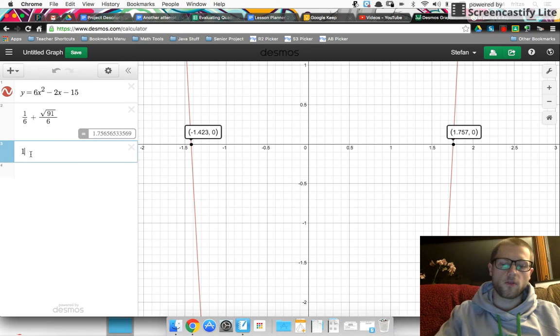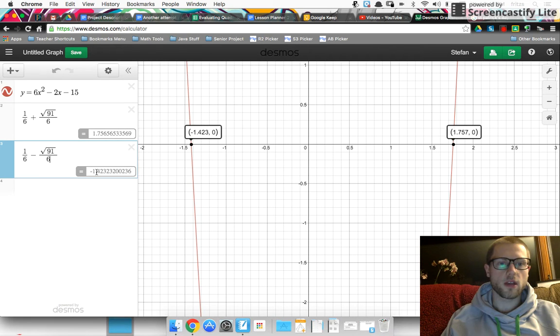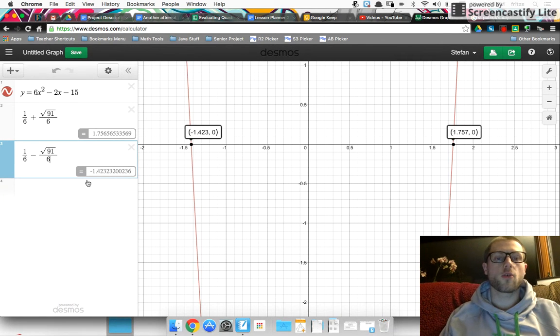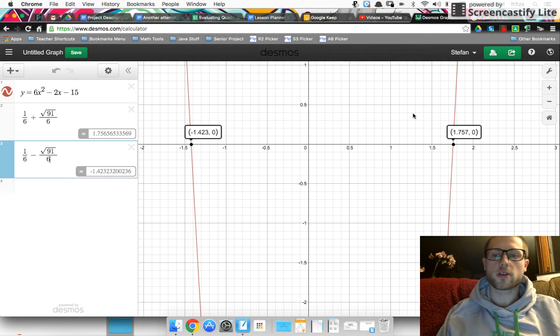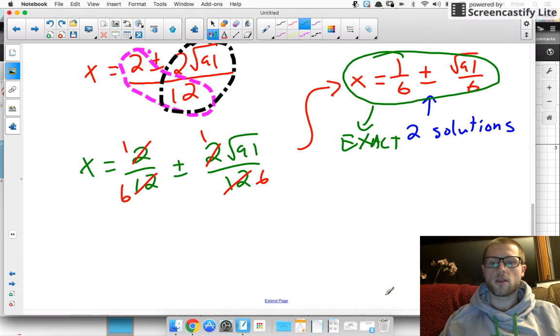Let's check that negative root. I'm going to type in 1/6 now minus the square root of 91 over 6. And sure enough, look at that. We've got negative 1.423, which is this one. So we did do this correctly. Here's my decimal approximation, and these two solutions are my exact answers. So I hope that helps, and there you have it.